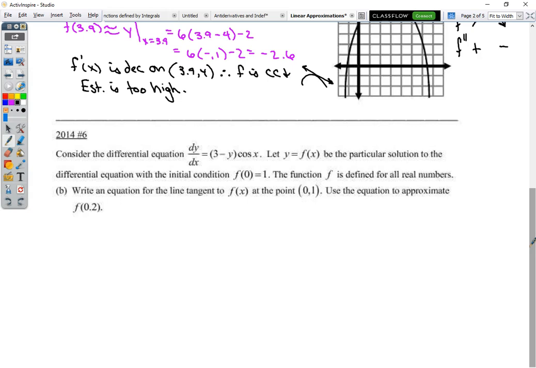The last question that we're going to do together is the 2014 question number 6. We're going to consider the differential equation dy dx is equal to 3 minus y times the cosine of x. That looks gross. And what the heck's a differential equation? Don't worry about that yet. That is coming soon. That'll be a second semester discussion.